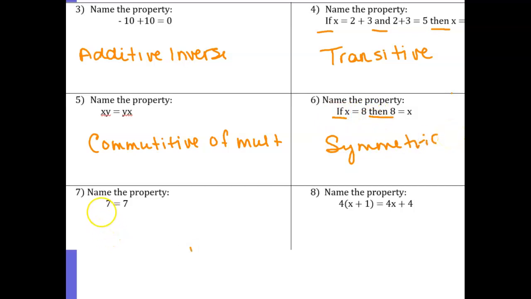Number 7, the new property that looks like a reflection, but it's called the reflexive property. And number 8, we've been doing this all along. Notice we're distributing, so this is the distributive property.